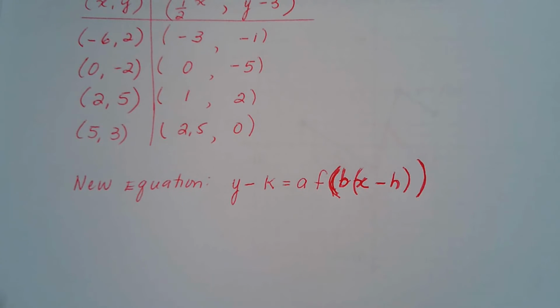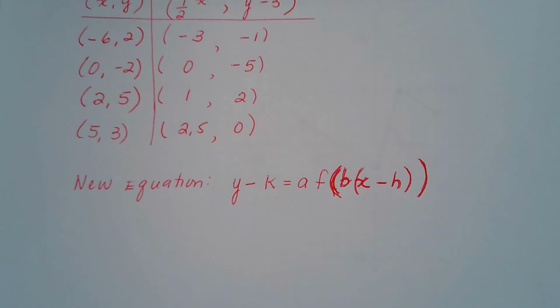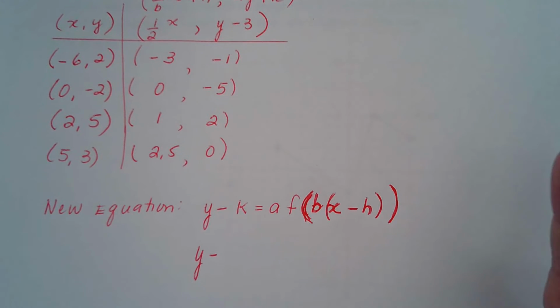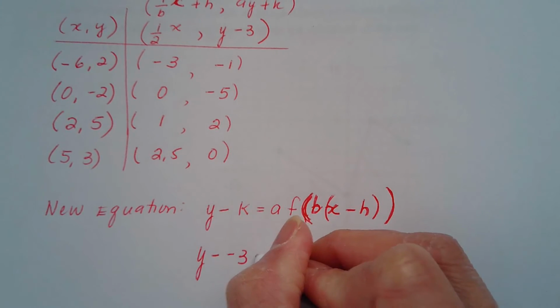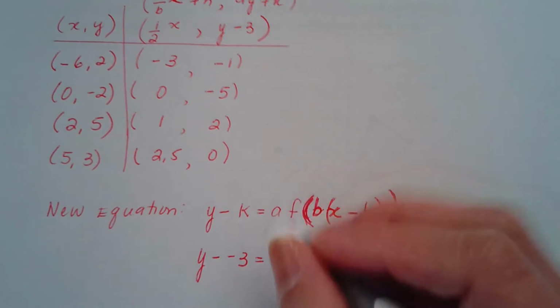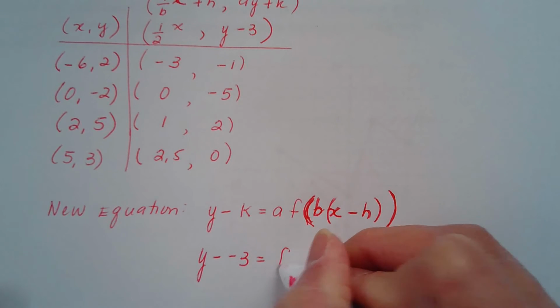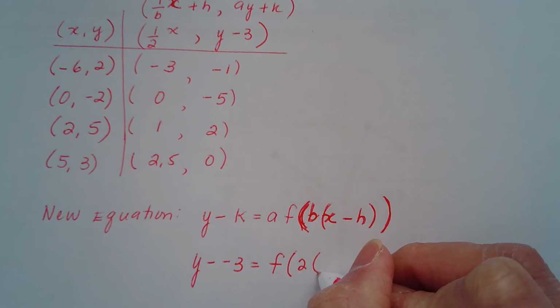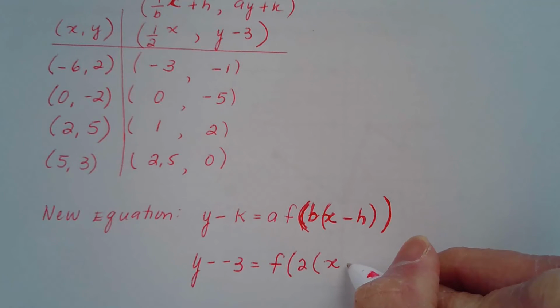Okay. So now that we have that, we could put in the values there. So it says here y minus k, well k is -3, so -3 equals a, there's no vertical stretching and reflection, so that's just 1. So you can put 1 there, or you can just leave it. F of b, the b is 2 times x minus h. H is 0 because there's no horizontal movement, minus 0.